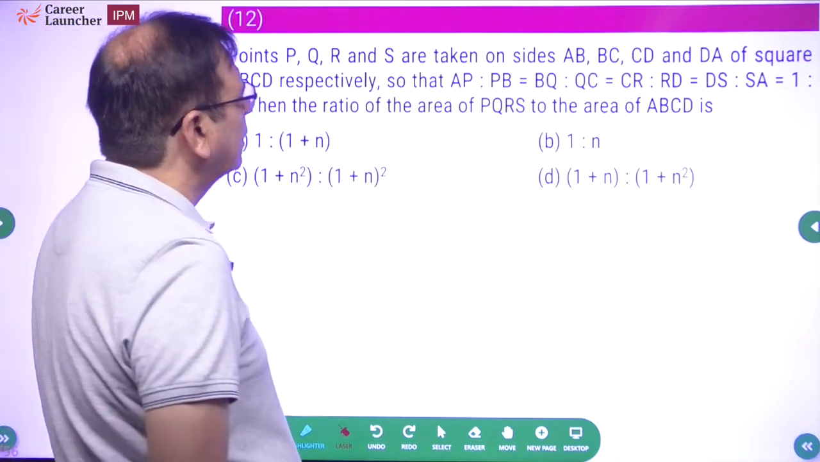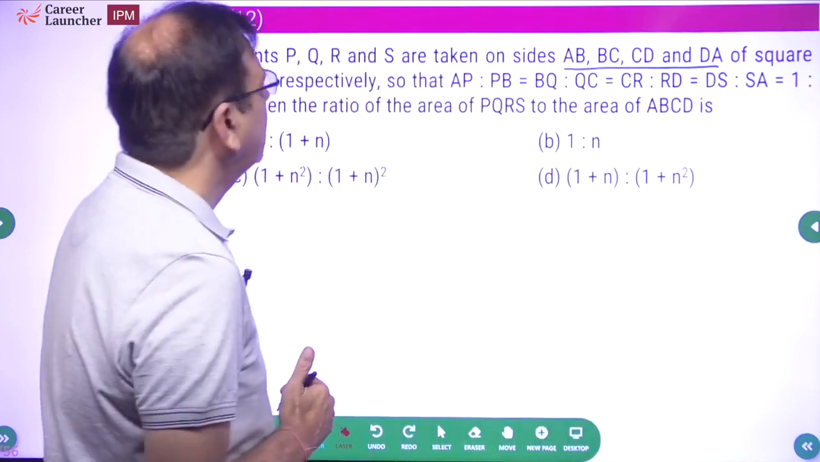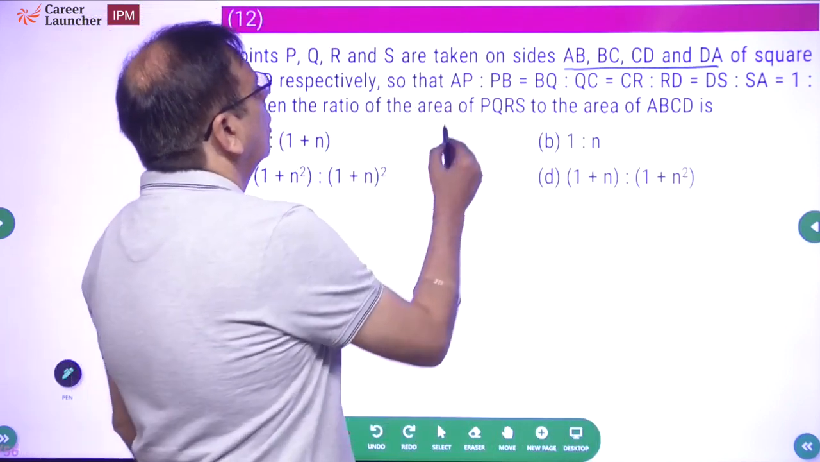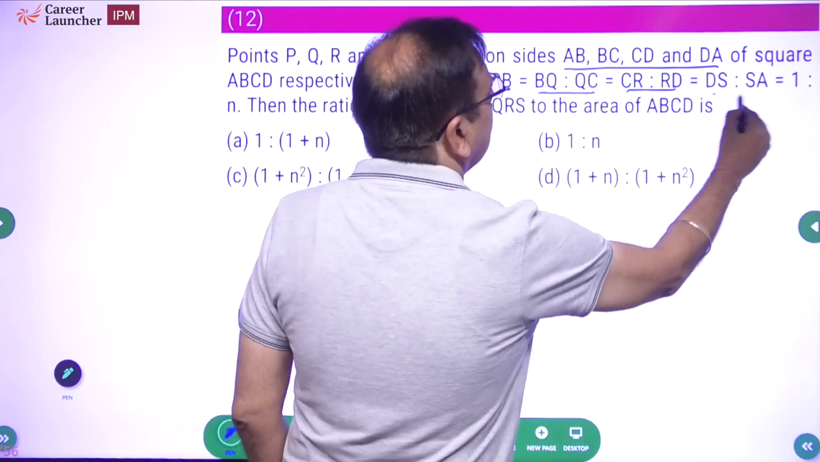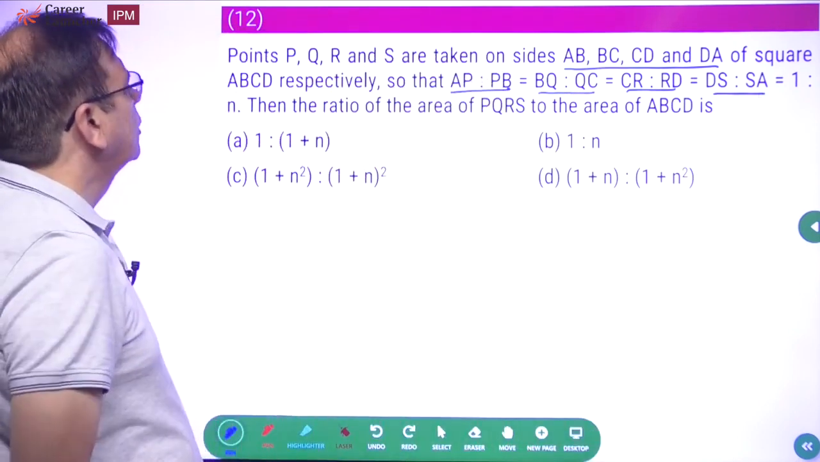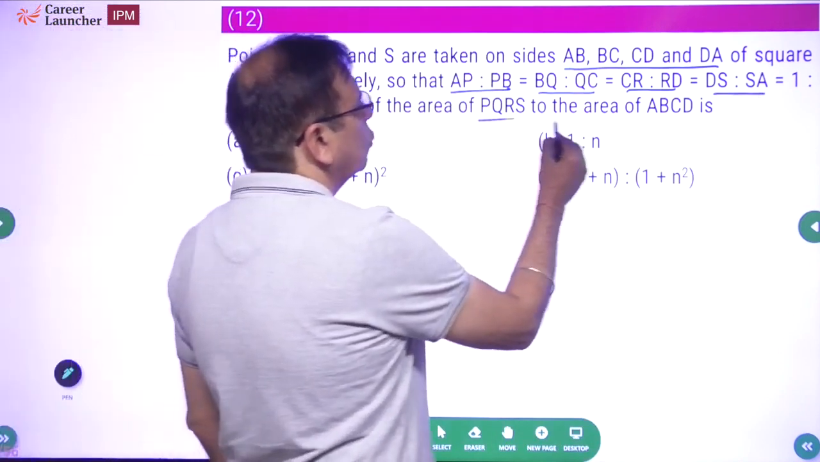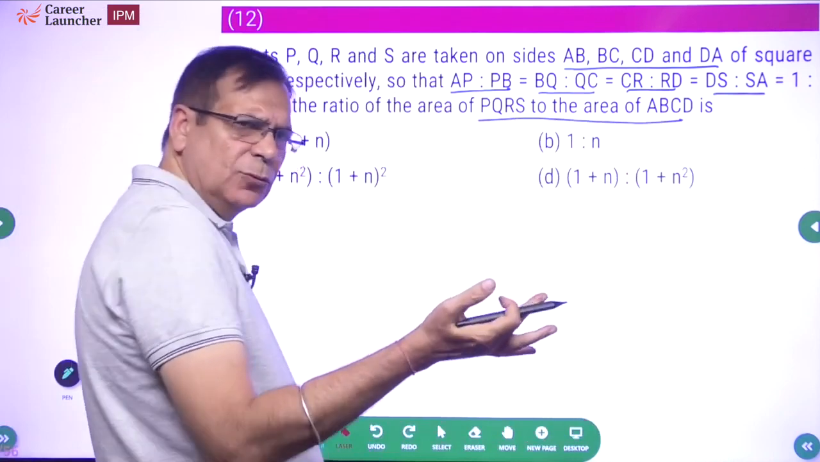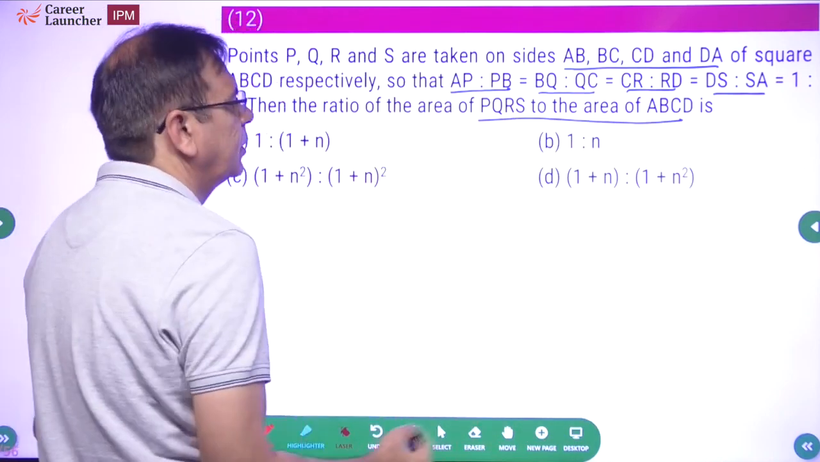Points P, Q, R, S are taken on sides AB, BC, CD and DA of the square ABCD respectively, such that AP is to PB, BQ is to QC, CR is to RD, DS is to SA is equal to 1 is to N. Then the ratio of the area of PQRS to ABCD. Same. It's geometry, we'll draw the figure and we'll eliminate choices. Okay? First thing.